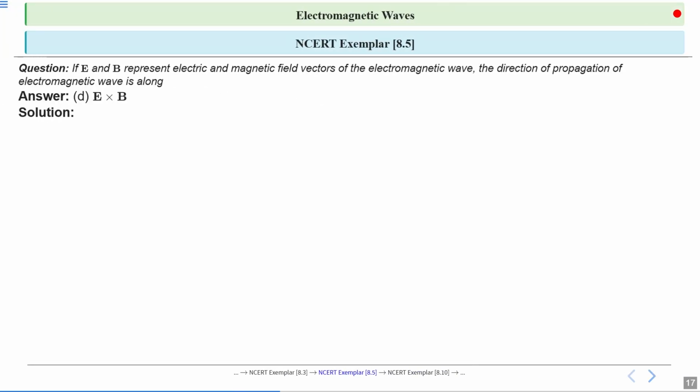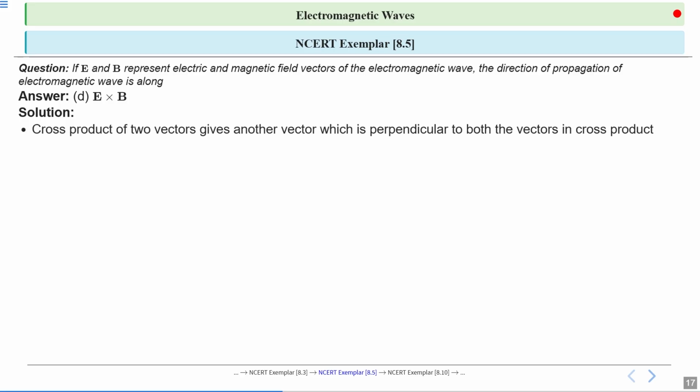So D option, E cross B, is correct. The cross product of two vectors gives another vector which is perpendicular to both the vectors in the cross product. If two vectors A and B are there, and we find A cross B, then the cross product will give another vector which is perpendicular to both A and B. This is the rule of cross product.